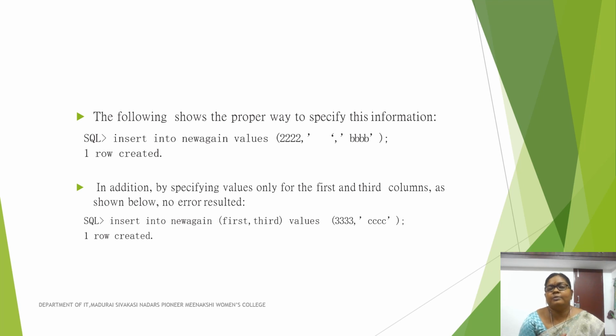I have three columns in the table, but I'm going to give input for two columns only. That is the first column and the third column. So I'm mentioning the column names within the parentheses, separated by a comma: first comma third. Then I'm going to give values. This is for the first column input and this is for the third column input.